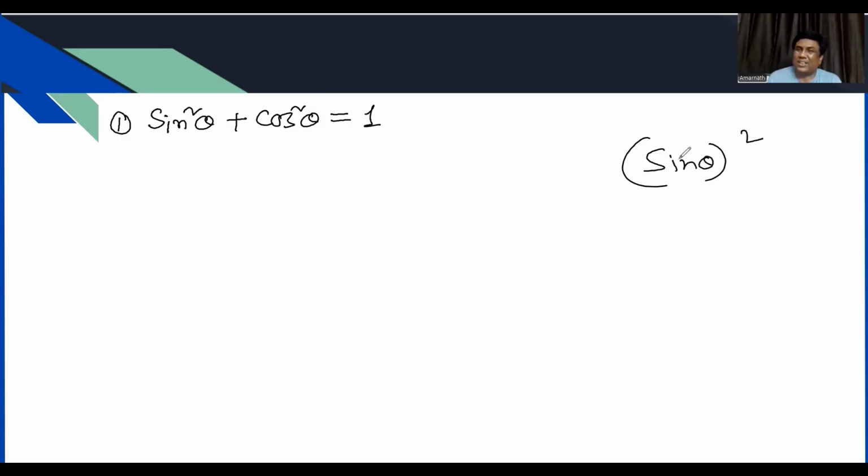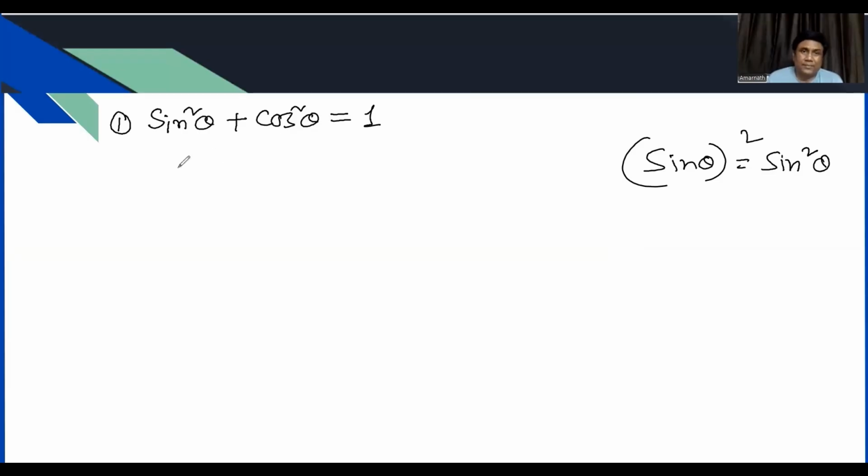First formula is sine square theta plus cos square theta is always 1. Always. See, sine square theta is a symbol only. It is actually sine theta whole square, but it is not written like this. That is a style of writing. Sine square theta means sine theta whole square. This is style only, nothing else.